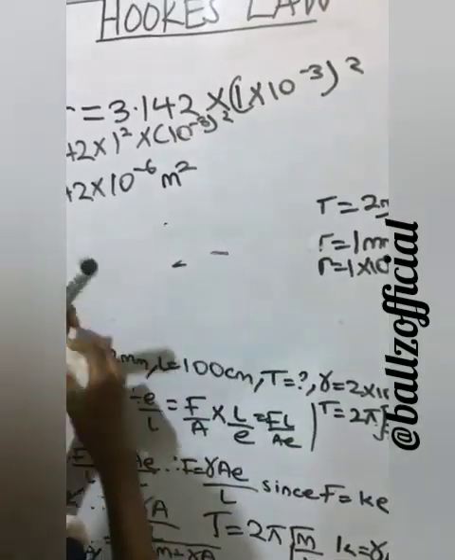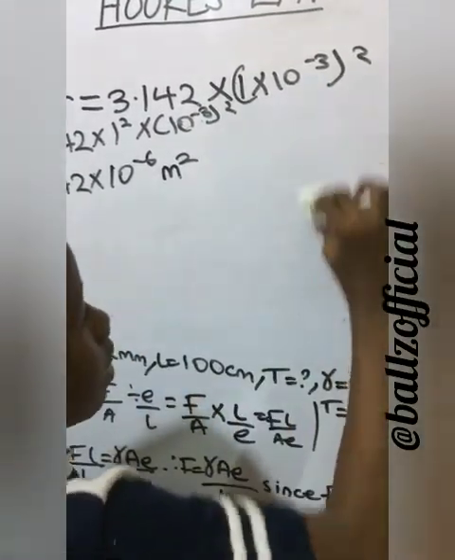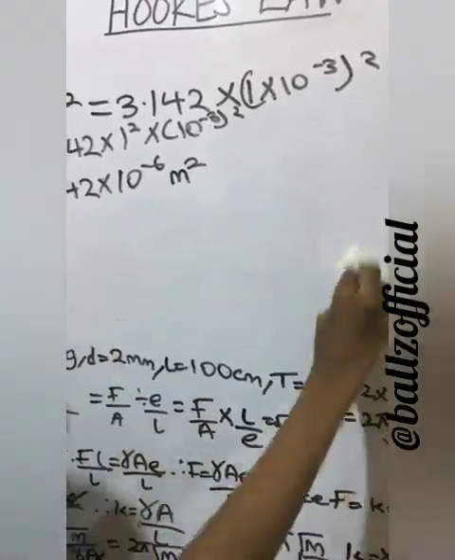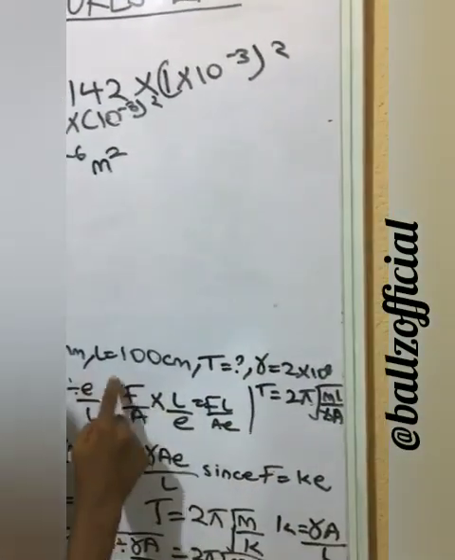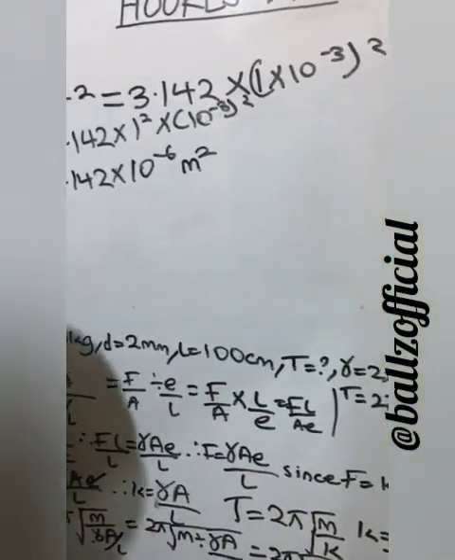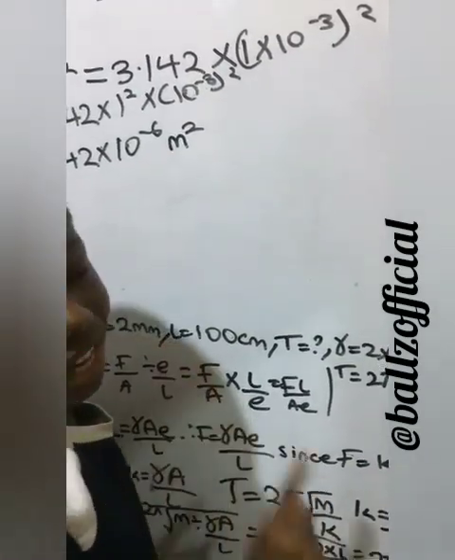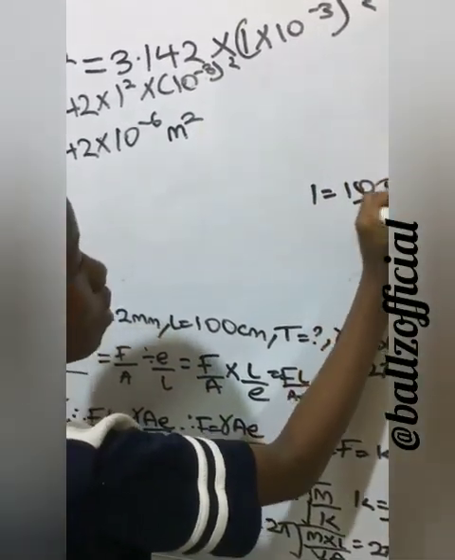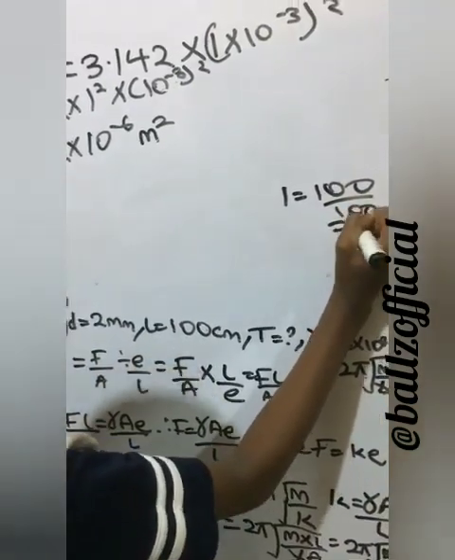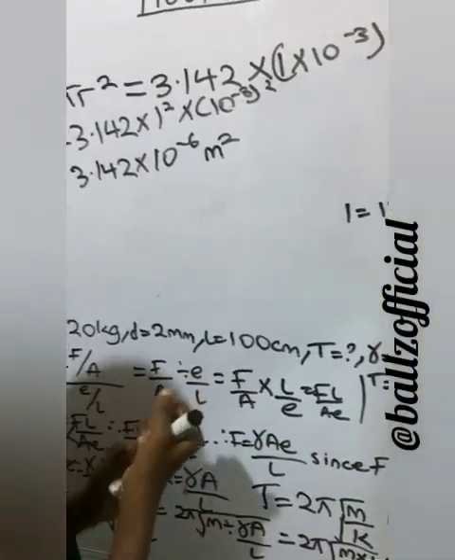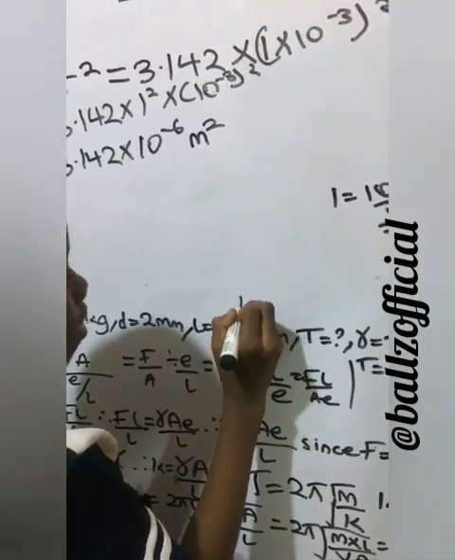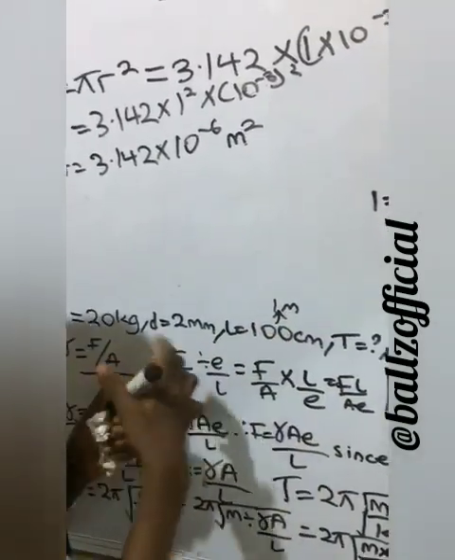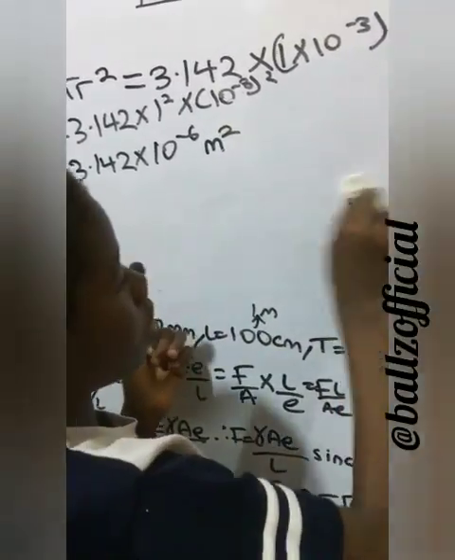So now we can get solving. We also have length here, which is in centimeters. So to convert centimeters to meters, we divide by 100. Therefore, L is 100 over 100, which is 1 meter. So we are taking this L as 1 meter, because 1 meter is 100 centimeters.